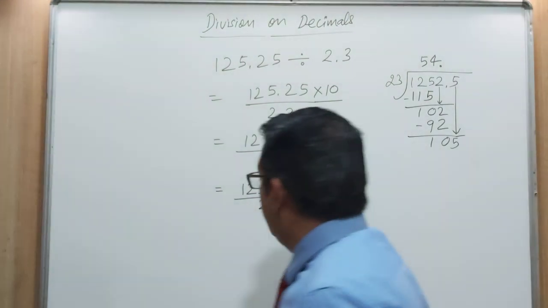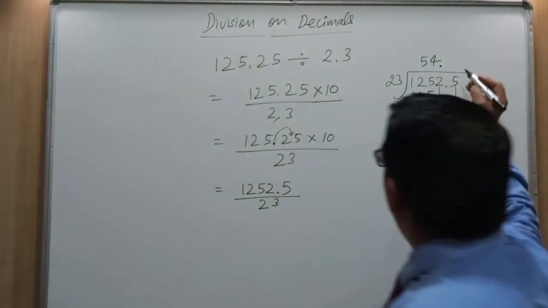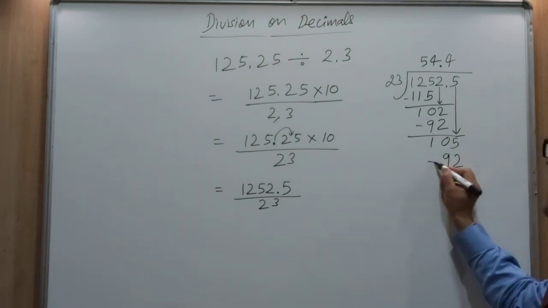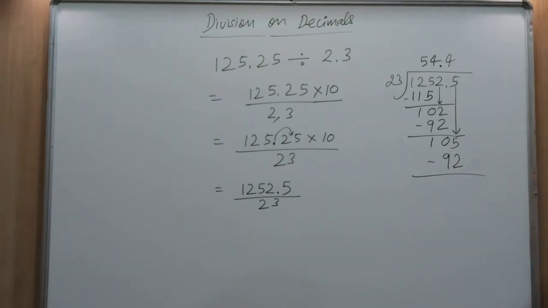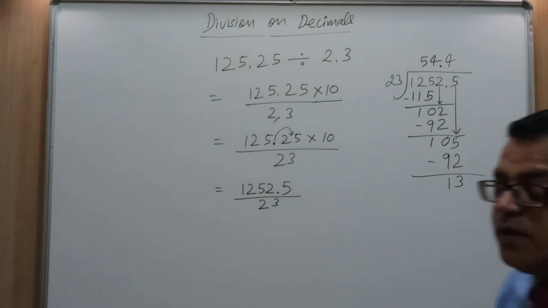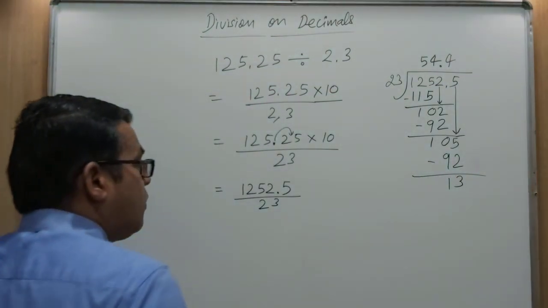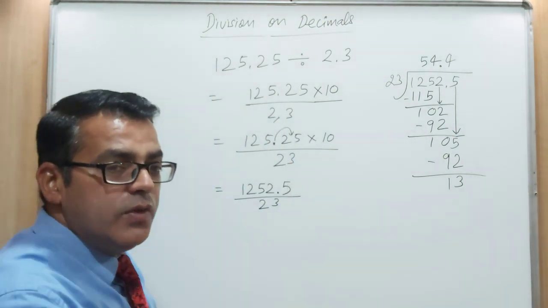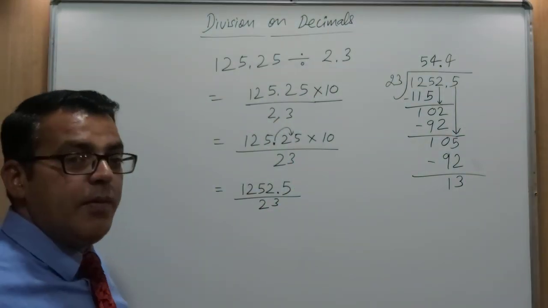5. Now again 4 times. Just we calculated here, 92 times. Again you need to subtract. So 3 will come here and 1 will come here. 13 is there. Now what to do? Next digit we need to shift there, but we don't have any digit.